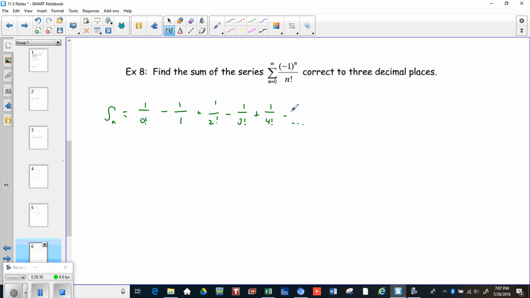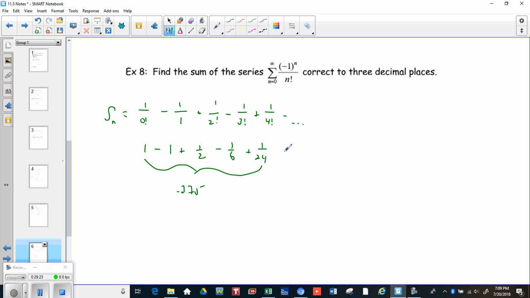Our job is to figure out how many of these terms it's going to take before the third decimal place stops making a difference. It's kind of a tedious process. So what we're going to do is simplify these. So this is 1. That's also 1. That's a half. 3 factorial is 6, so that's minus a sixth. Plus 4 factorial is 24, so that's 1 over 24. And I'm going to add up these terms and see what I get. Okay, from this I got 0.375. That's from adding up these first 5 terms.